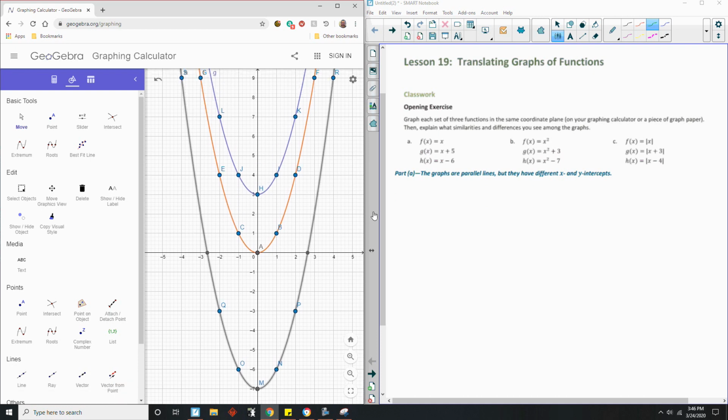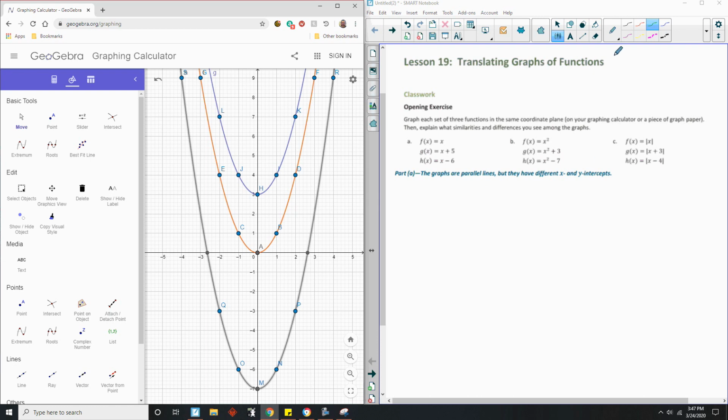All those points I just plotted, the function x squared is here, x squared plus 3, x squared minus 7 is here. So what's going on here? Well, they're all parabolas with the same rate of change, same a. They're all opening up. Their y-intercepts are different, and therefore their minimums are different.